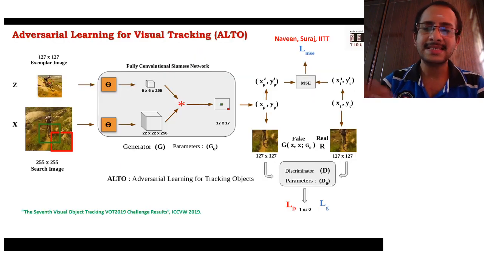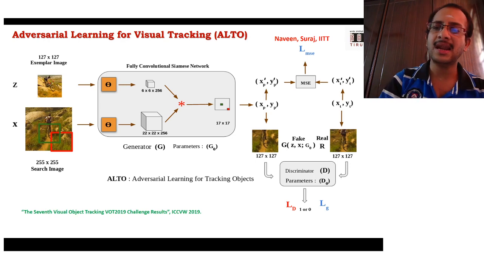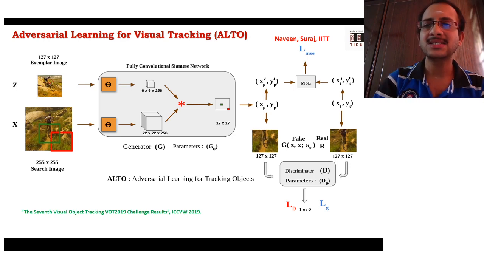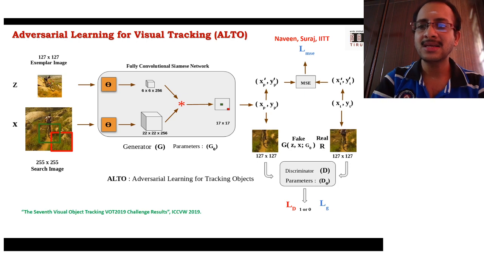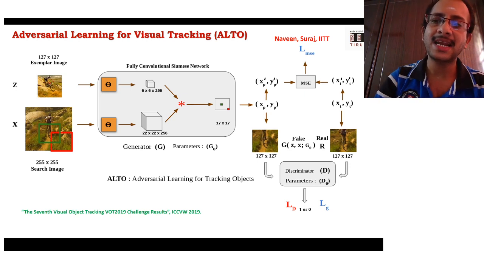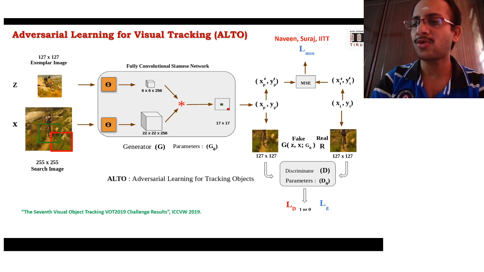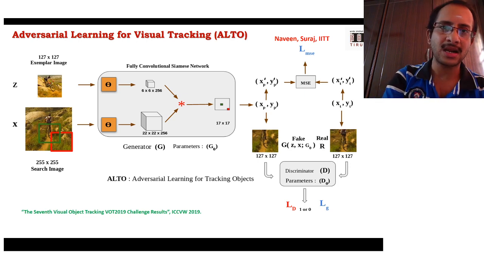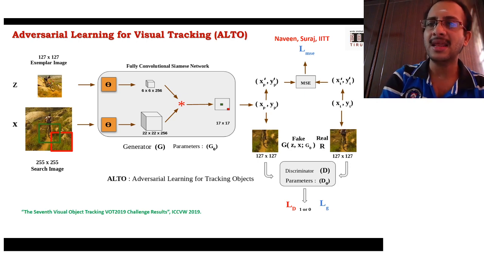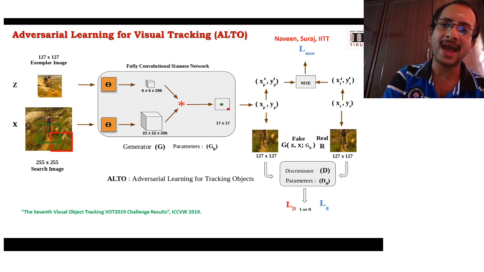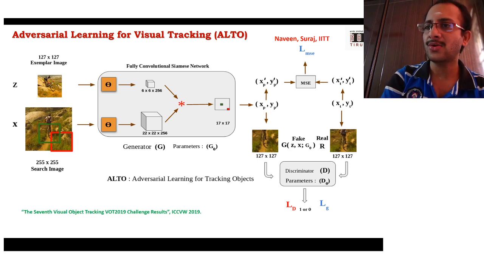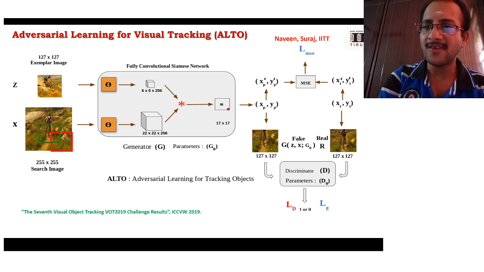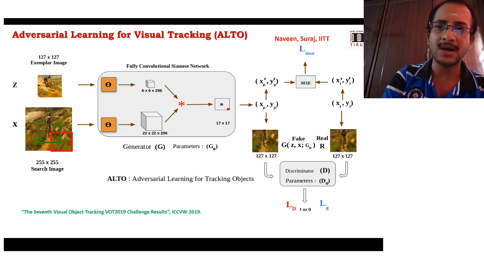Okay, so now let us see another application for GANs. This is on visual tracking. There are some sophisticated methods for visual tracking through GANs, one or two methods like Whittle and a few other recent methods. Here it's a simple extension of GANs for visual object tracking, referred to as adversarial learning for visual tracking. This is by our group.